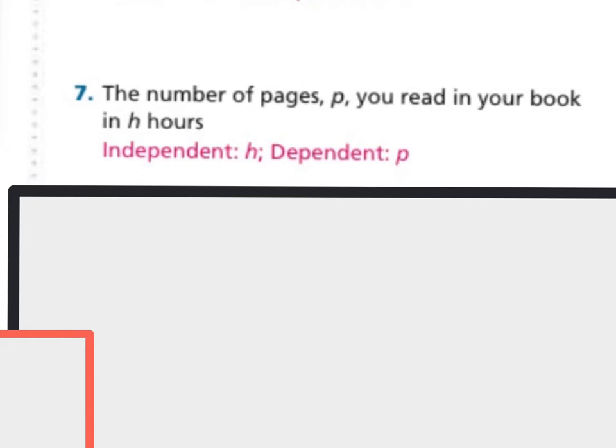Usually if time is involved, not 100% of the time, but I'd say probably 99% of the time, if time is involved, that's almost always the independent variable, because time just keeps on moving no matter what else is happening.